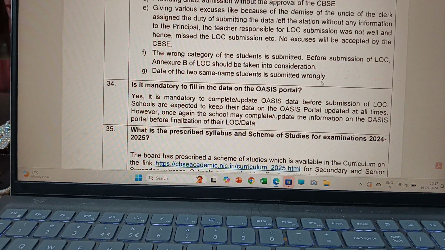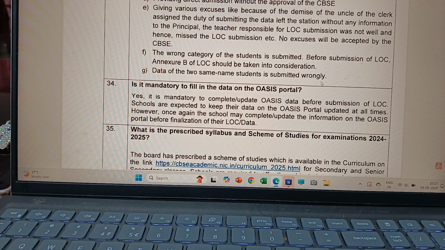The wrong category of the students is submitted. Before submission of LOC, Annexure B of LOC should be taken into consideration. The last point is that data of the two same name students is submitted wrongly.